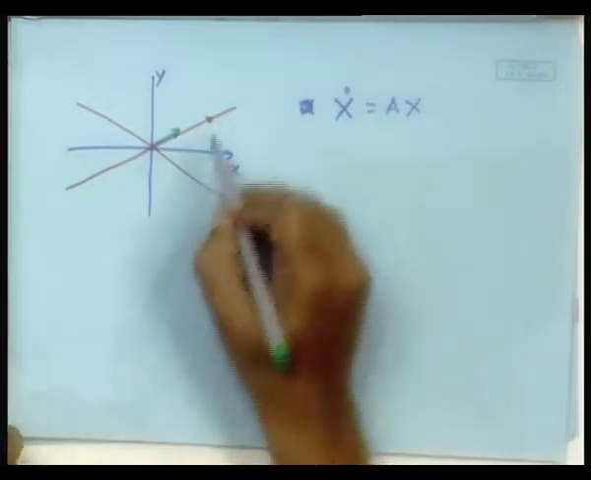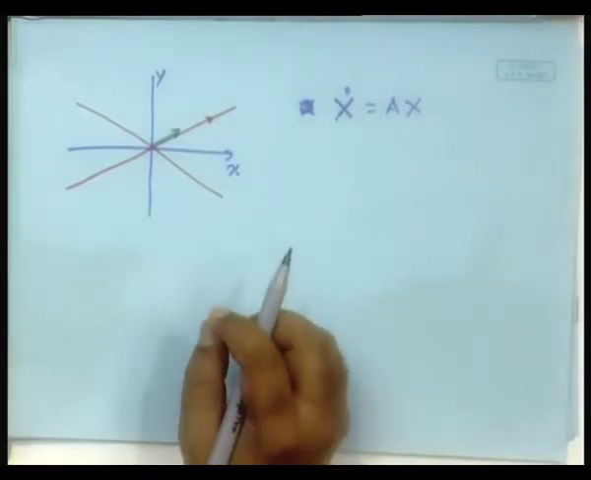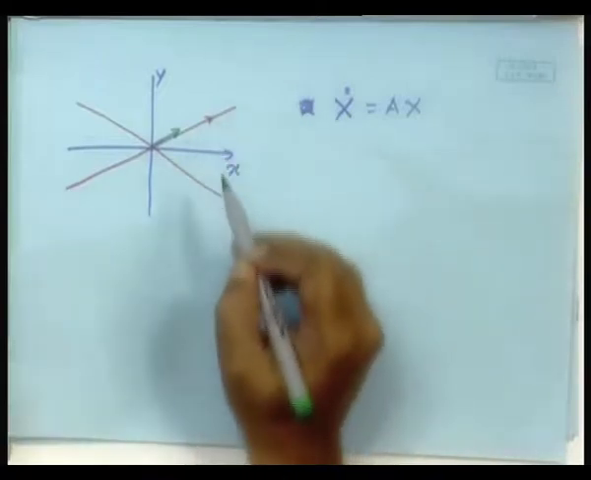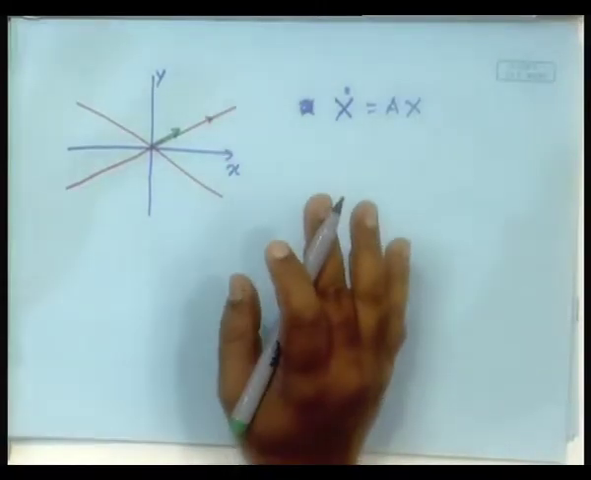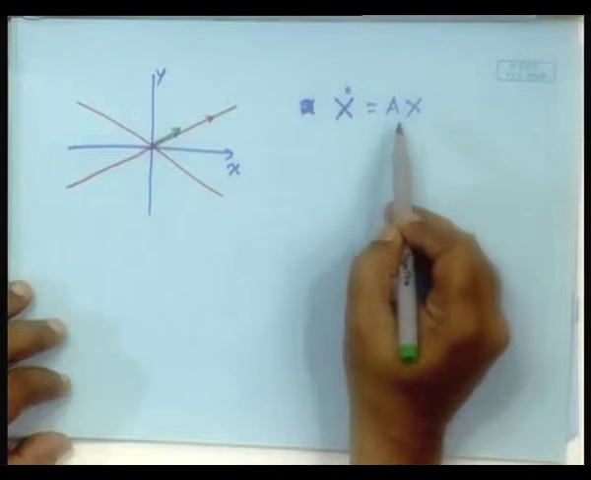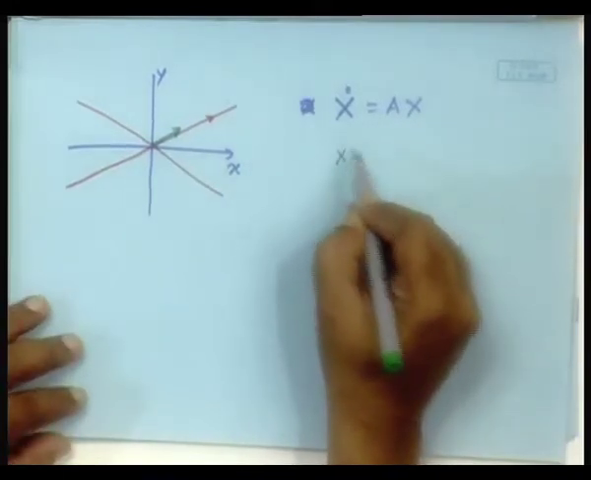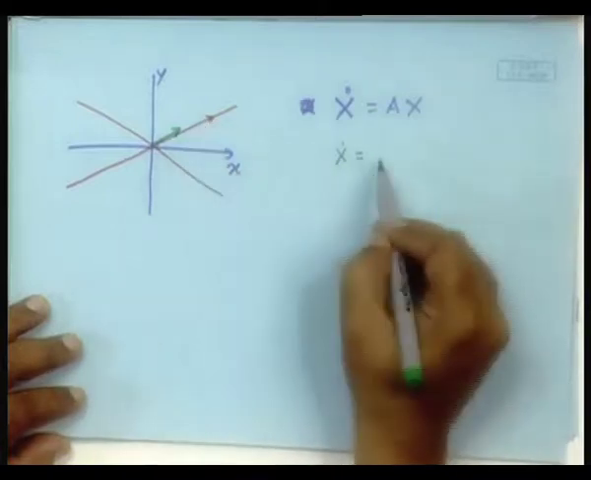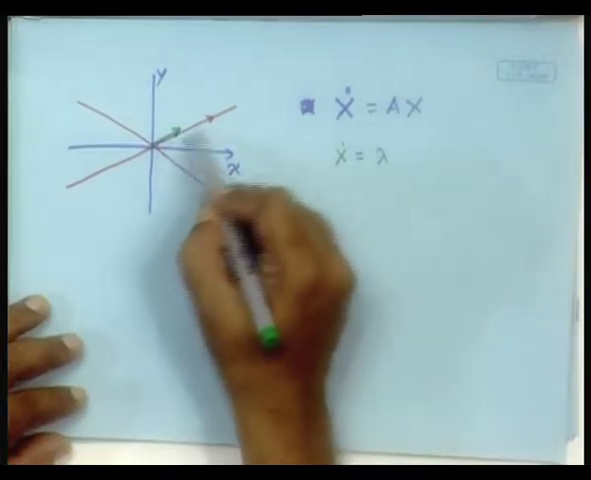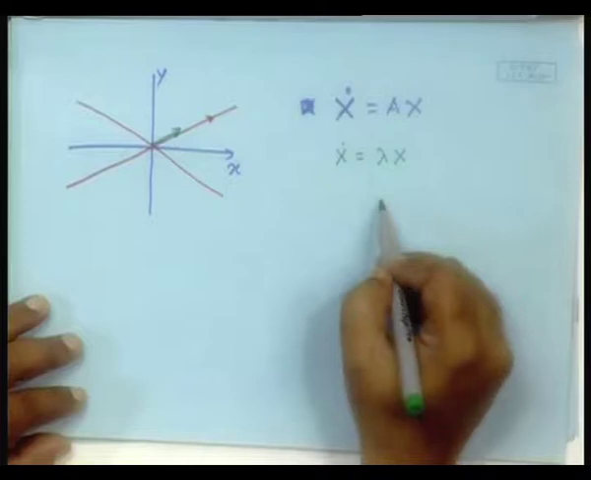These special directions we said are called the eigen directions. Any vector along an eigen direction is an eigenvector, and in that case what happens is, if it is in the same direction, you can say that x dot is equal to nothing but a number multiplied by the old vector x. This number is the eigenvalue.